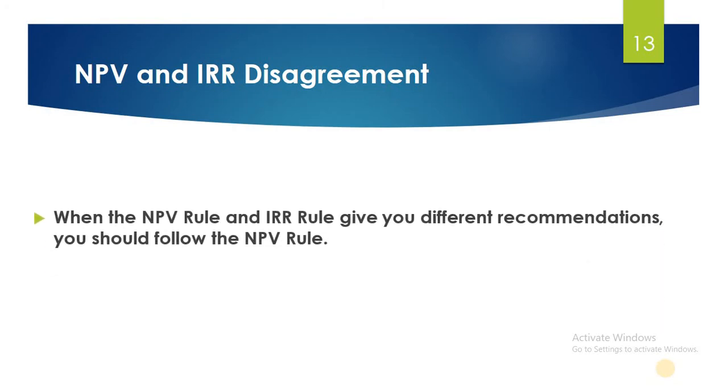Now let's look at the disagreement between NPV and IRR, and what you should do if there is a disagreement between NPV and IRR. If NPV and IRR give you different recommendations or different outcomes, in this case you should always go with the NPV. So if there is a disagreement between NPV and IRR outcome, in that case you should accept the project which is recommended by the NPV rule.